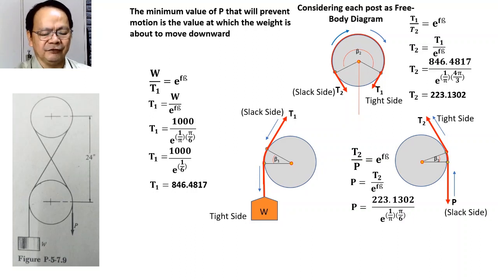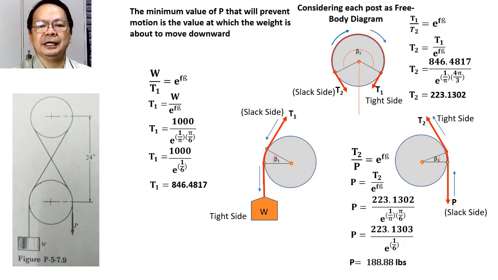223.1302 divided by e raised to 1 over pi times pi over 6, and P therefore becomes equal to 223.1302 over e raised to 1 over 6. And then finally, P becomes equal to 188.88 pounds. And this is the minimum value of P that will prevent the motion of that W.